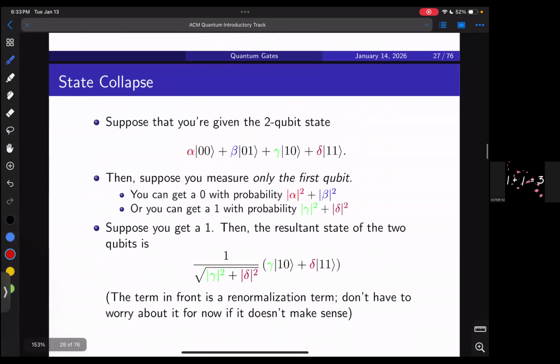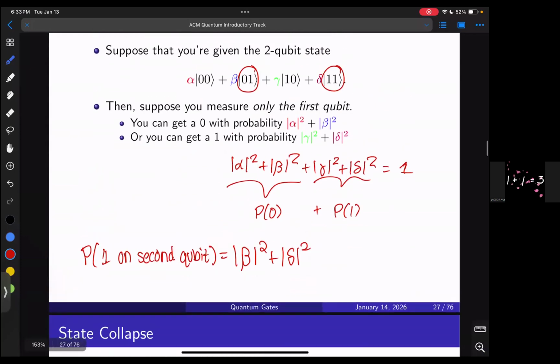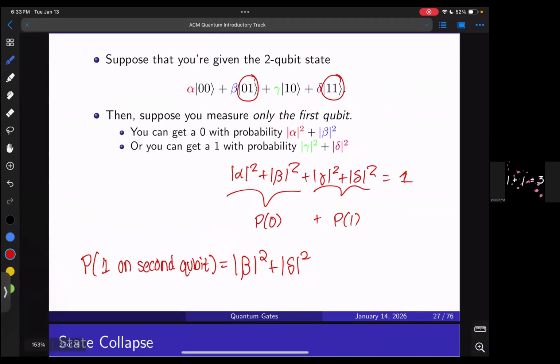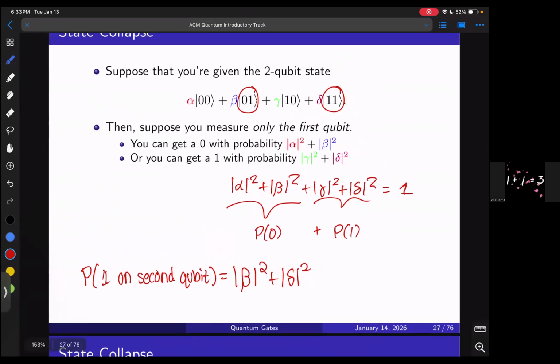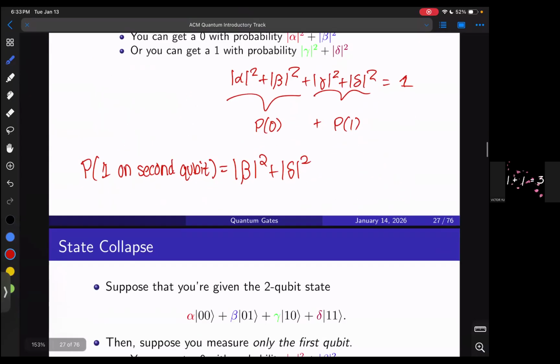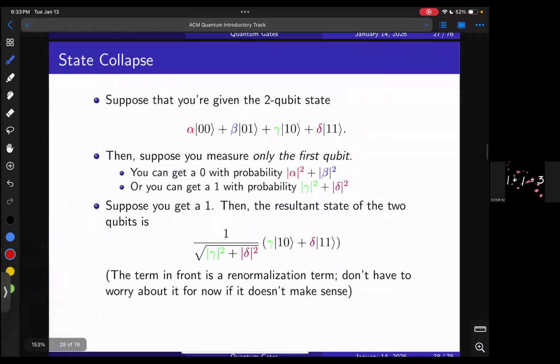Okay, so now we know the probabilities of measuring specific outcomes. Now we want to know what the state will be. So let's say you measured a 1 on the first qubit, and let's say you measured a 1 on the second qubit. Then the resultant state will be something proportional to the two terms where 1 is the first entry.